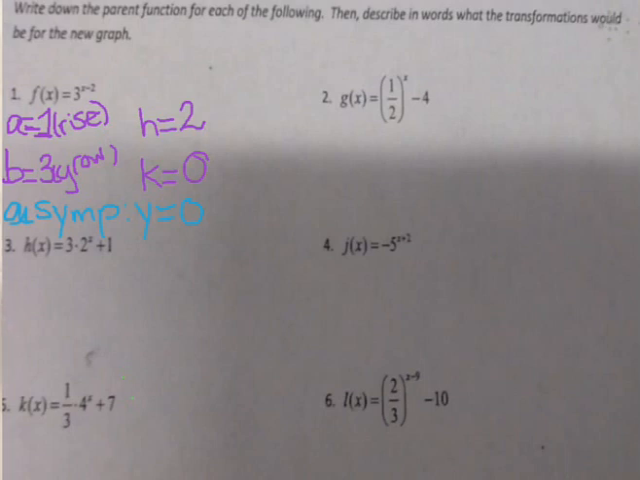On the next problem, we got g of x equals (1/2) to the x minus 4. So same deal. We've got to get a, b, h, and k. Once again, we don't have a number in front of the term with the exponent on it, so a is going to be 1. And because it's positive 1, the graph is going to rise. B is 1/2. Remember, if you have a fraction between 0 and 1, you're going to have decay, so B is decay.